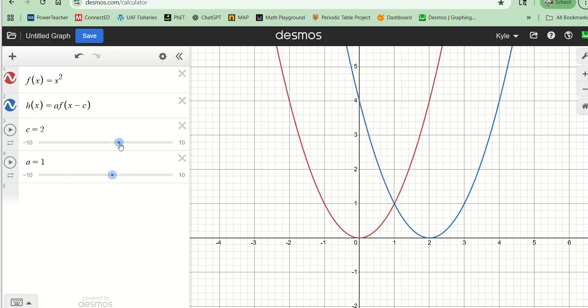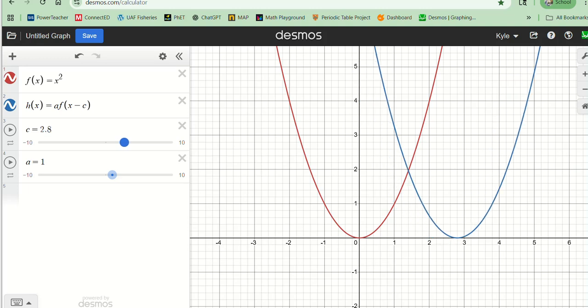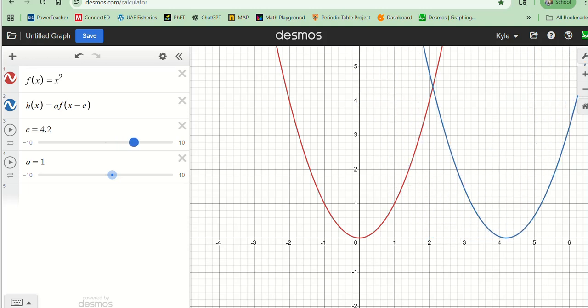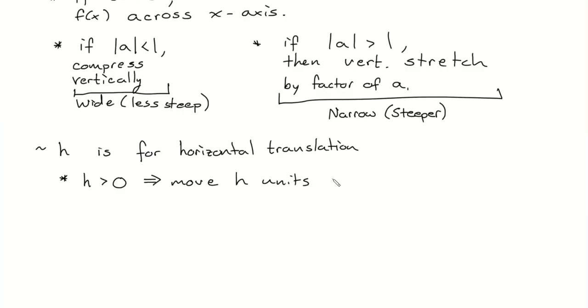So if h, c in this example, because I couldn't use h, is positive, it moves to the right. Move h units right. Now, there's some weird things in here, and we will work an example within here. What if h is less than 0, or a negative number? Move left.